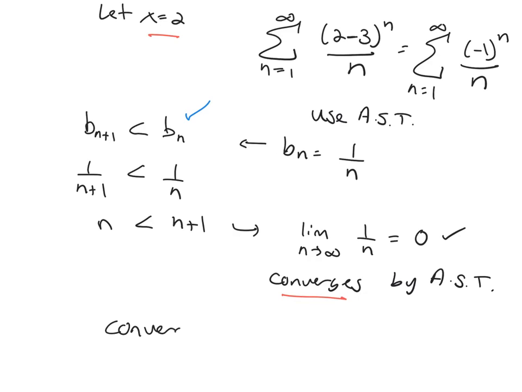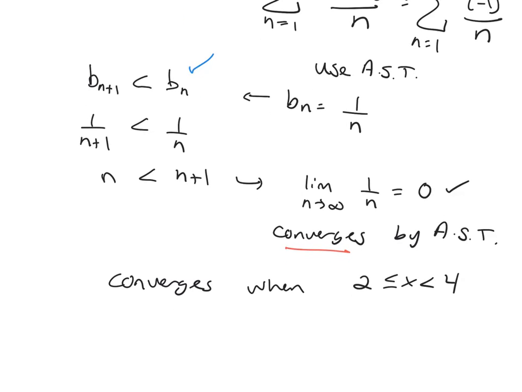So this series converges when x is between 2 and 4, but I'm going to include 2 and not include 4. You could also write this in interval notation. How would you write this in interval notation? Square bracket on 2, comma, parentheses on 4. Yep. Okay. And that's all of the values where this series converges. That's a complete list. You want to think about it like that.